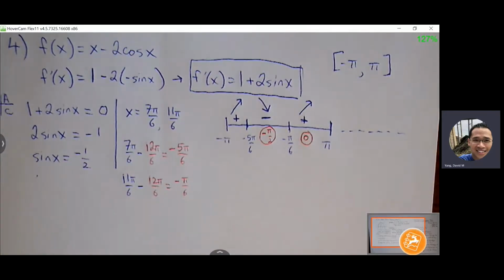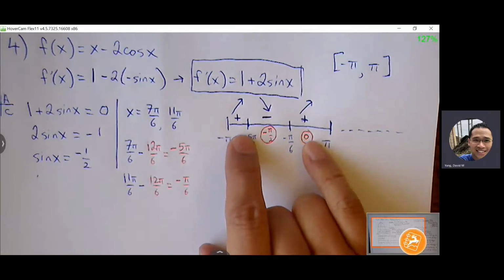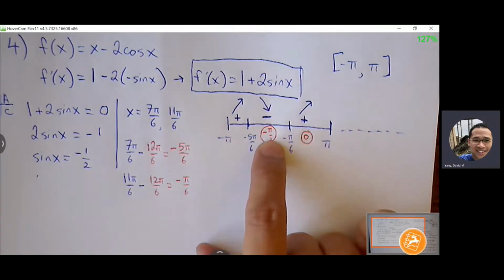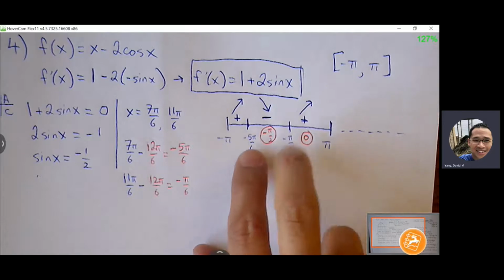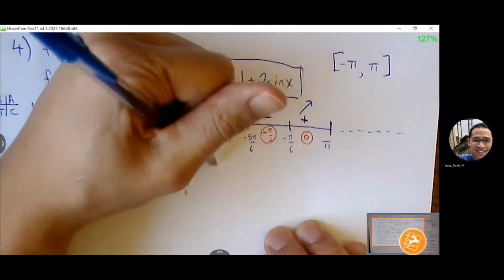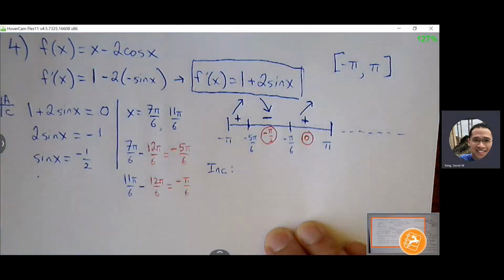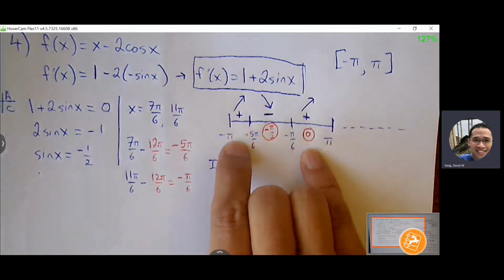Okay, let's list out all the related information from the slope sine line. We can make statements about interval increasing. We can make statements about interval decreasing. We can identify relative max, relative min. We can find ordered pairs. Okay, so let's do all of that, as well as practicing writing our because statements. Okay, so increasing, we have two intervals of increasing.